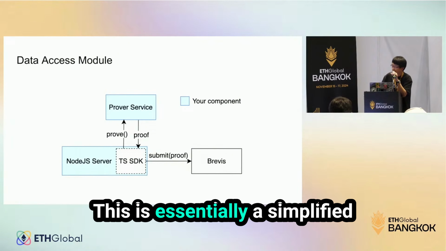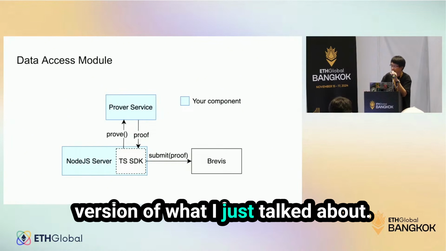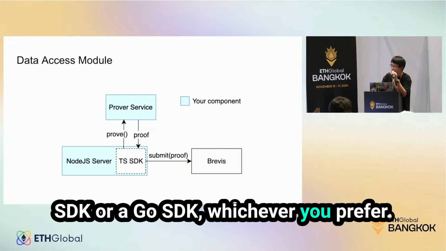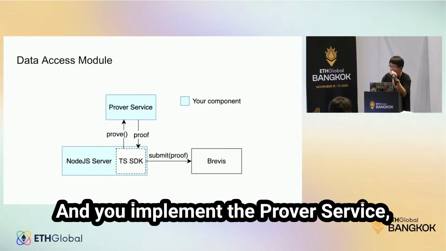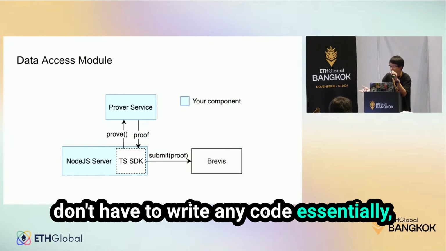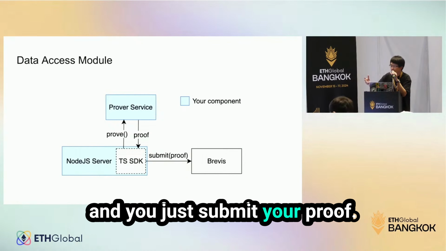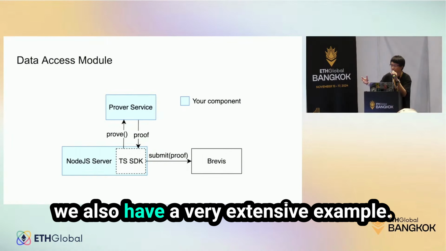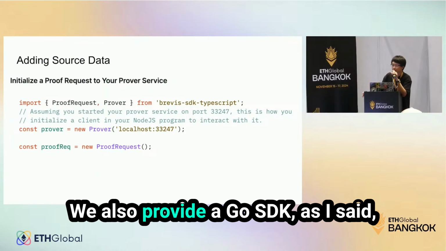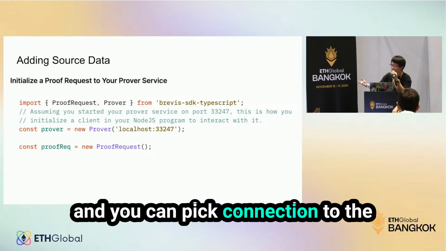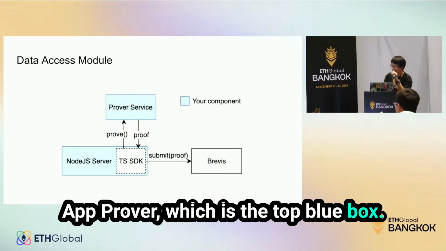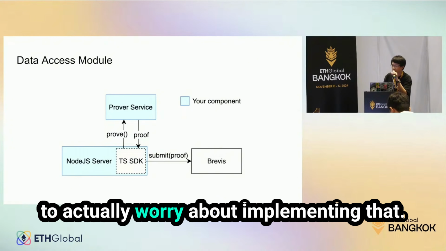This is essentially a simplified version of what I just talked about. And in this case, we provide a TypeScript SDK or a Golang SDK, whichever you prefer. And you implement the prover service, which we have a template for, and you don't have to write any code essentially. And you just submit your proof. You will implement the app circuit, which we also have very extensive examples. This is based on our TypeScript SDK. We also provide a Golang SDK, as I said, and you can pick. Connection to the app prover, which was the top blue box, we have a template for, and you don't have to actually worry about implementing that.